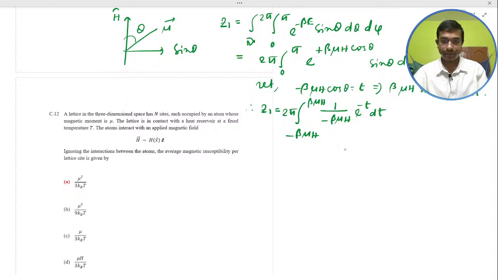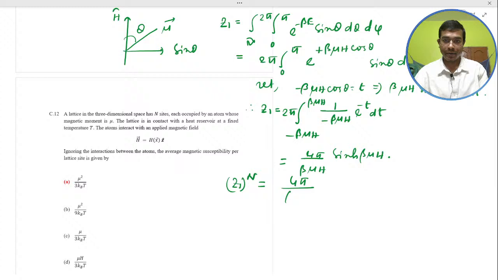So you calculate, and you would get 4 pi by beta mu h sinh(beta mu h). You would get this result. So for N particles, it means Z_N equals Z1 to the power N. It would become (4 pi by beta mu h sinh(beta mu h)) to the power N. Simple.